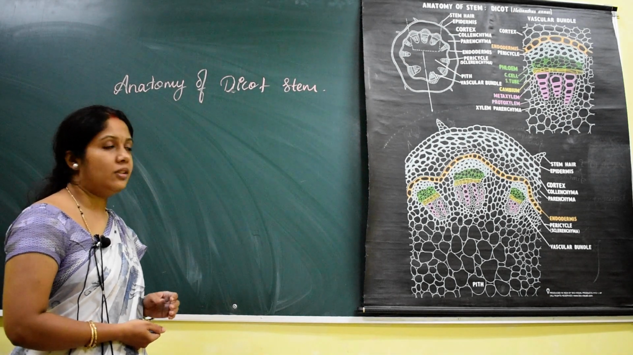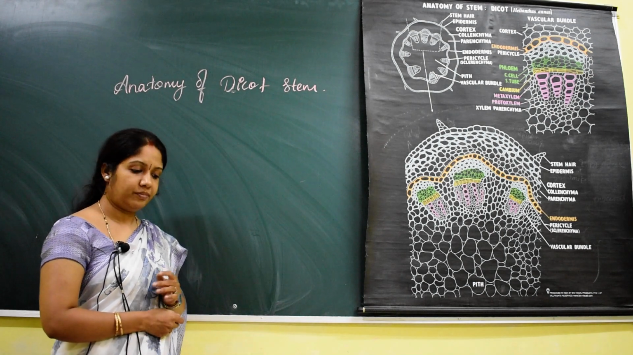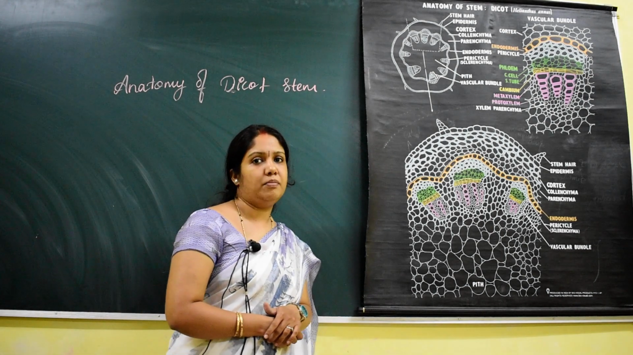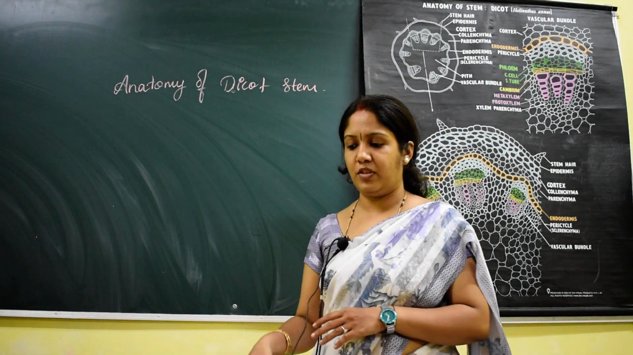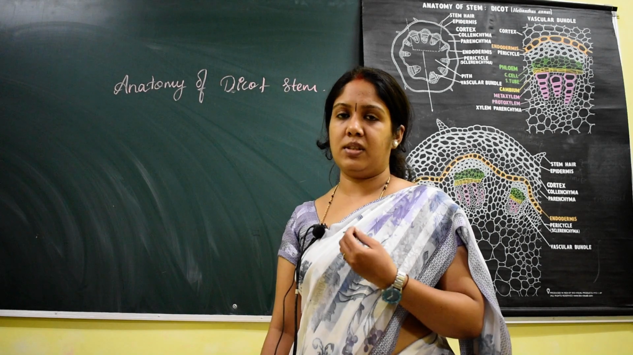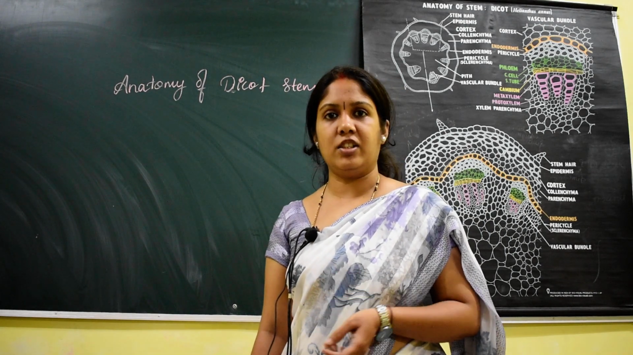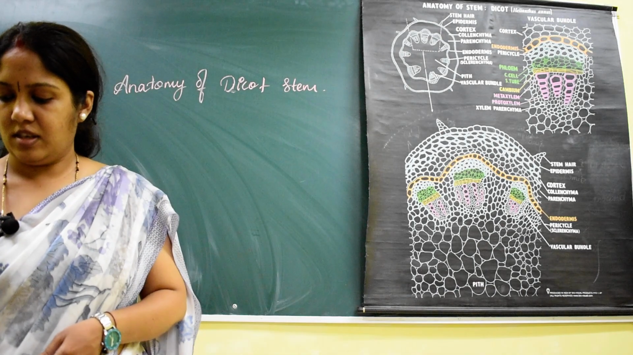So dear students, in the last class we were discussing the anatomy of the plant. In the anatomy of the plant we have discussed the different types of tissue involved in the stem, root and leaf. We have discussed it generally. Now first we will start with the anatomy of a dicot stem.